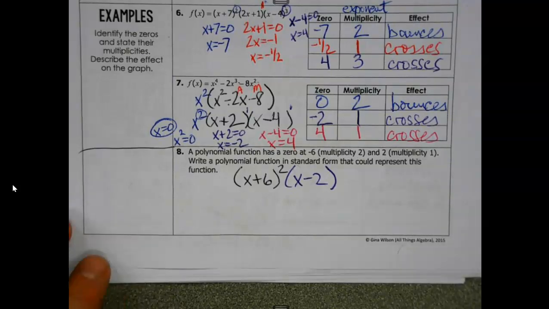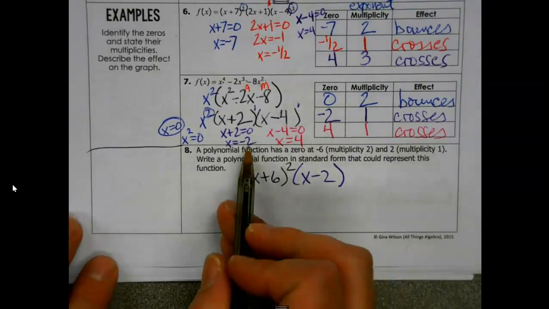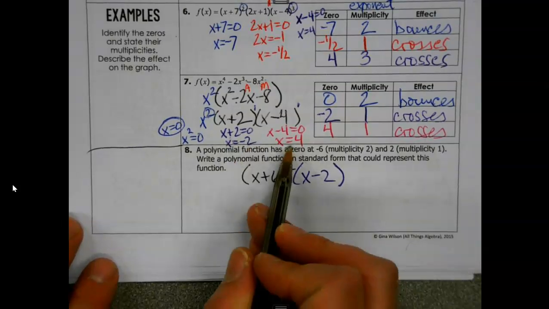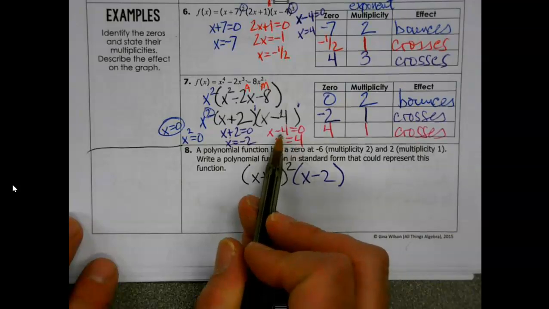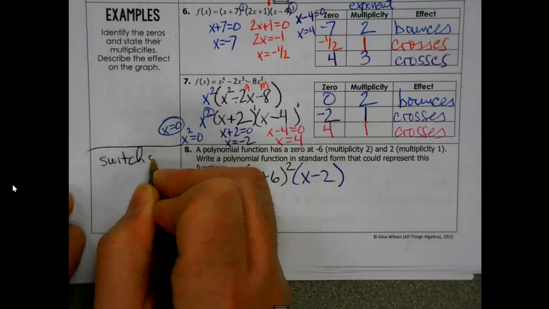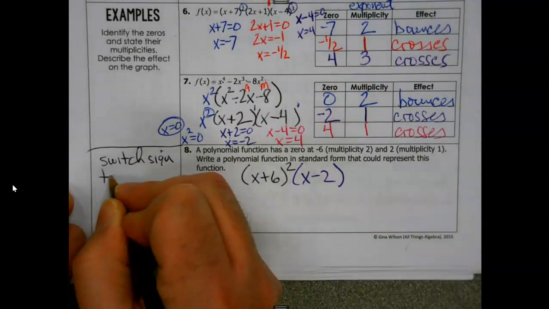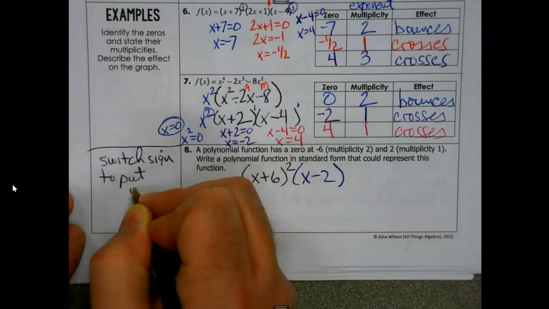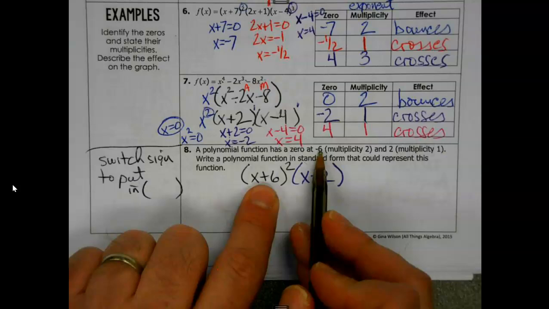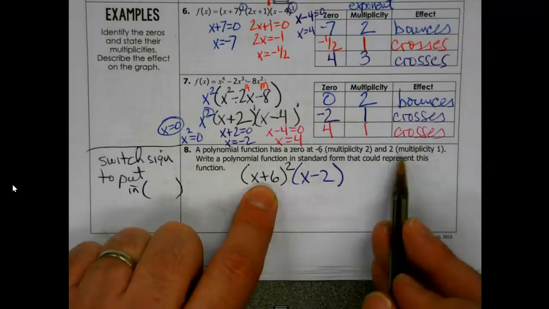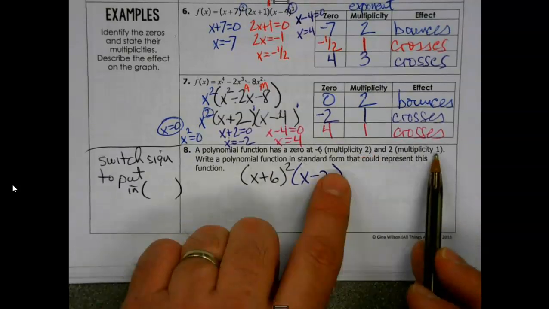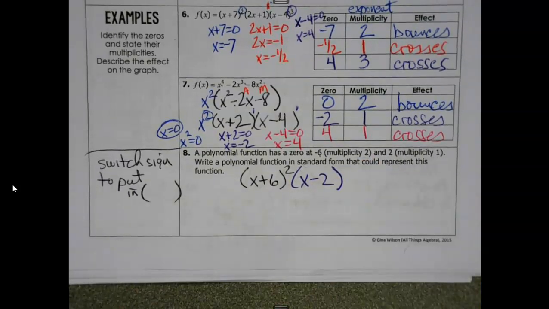Okay, here's why. You notice how here when I got an answer of -2, you look at the step before, it was x plus 2? Or here I got an answer as x plus 4, the step before was x minus 4. You're going to switch the sign when you go to put it in the parentheses. So if it's -6, you put +6 in the parentheses. If it's +2, you put -2 in the parentheses. And multiplicity just tells you what exponent to do.